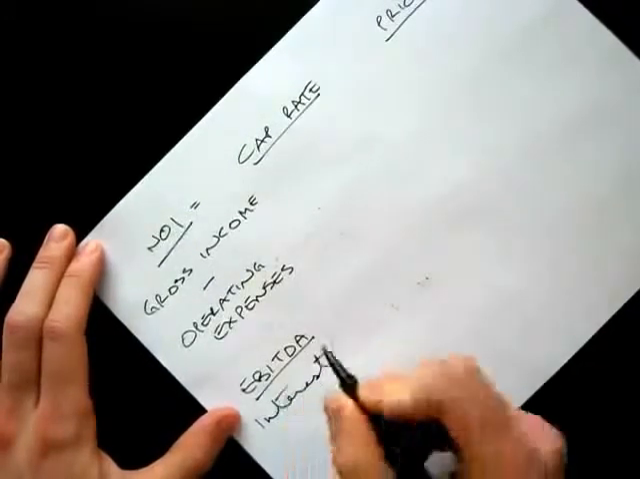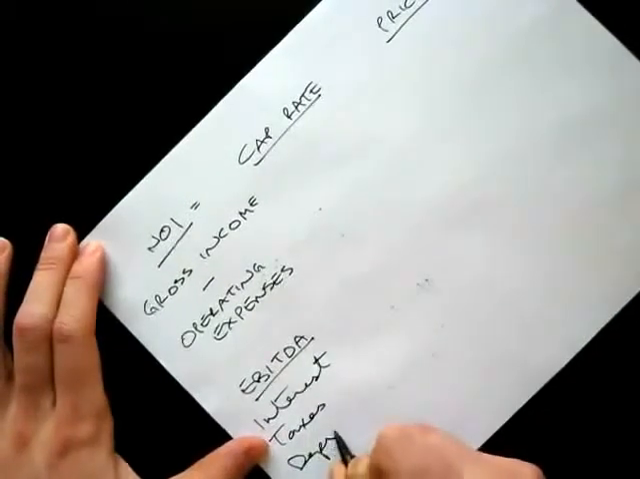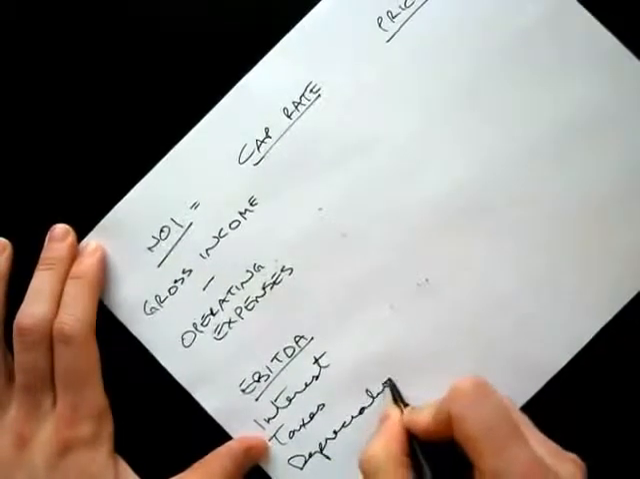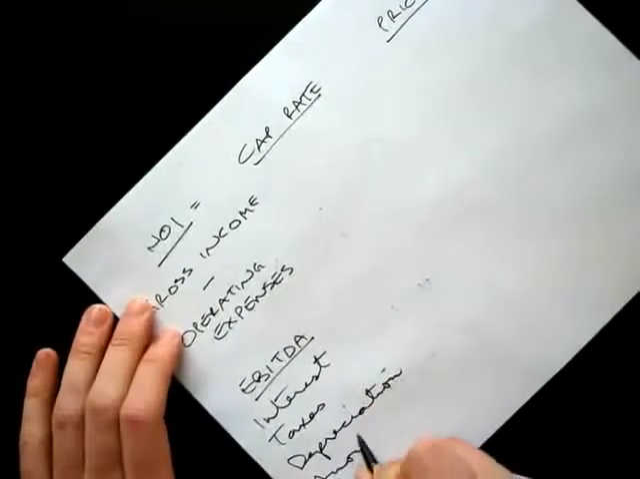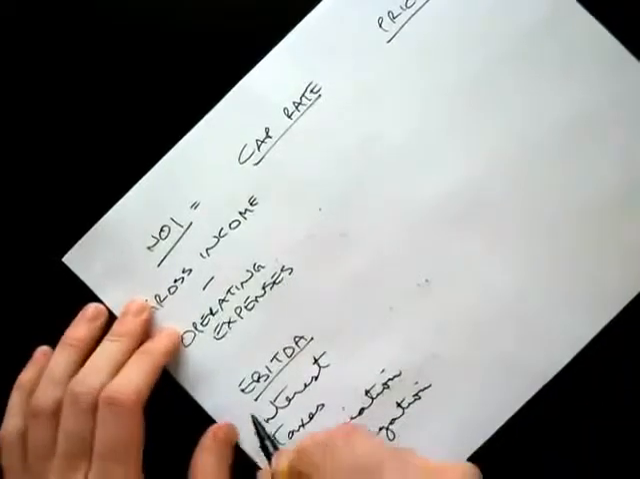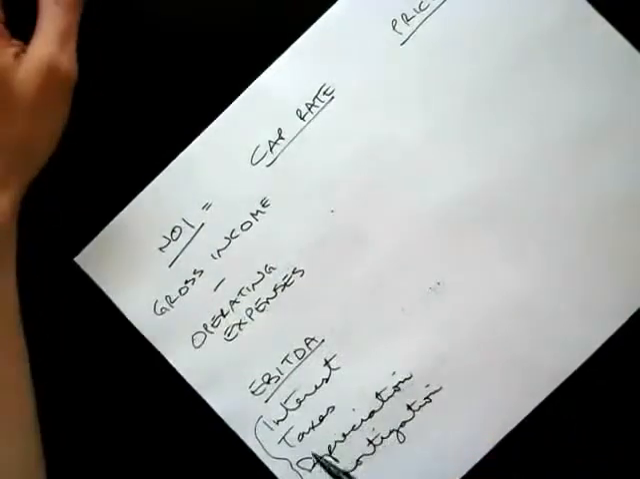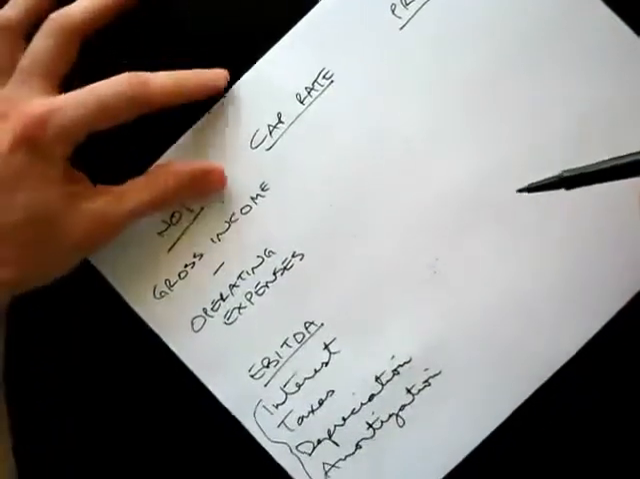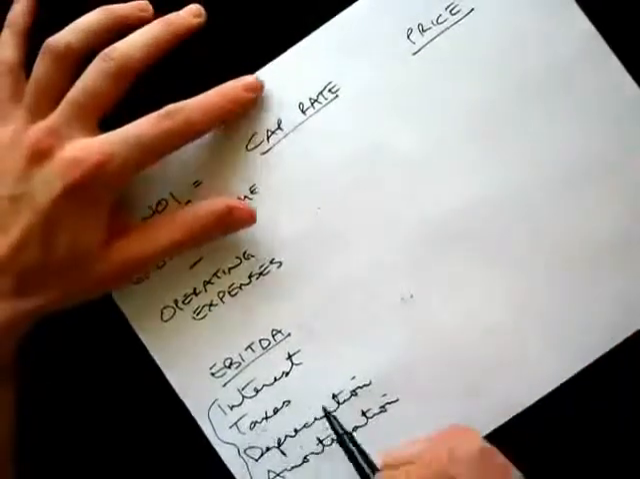Interest, taxes, depreciation, and amortization. These guys right here are all variables. They will not be the same for each property. They will not be the same for each person. These will all be different.